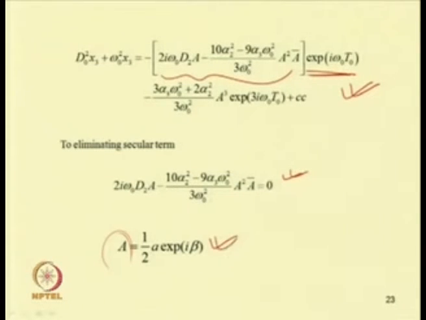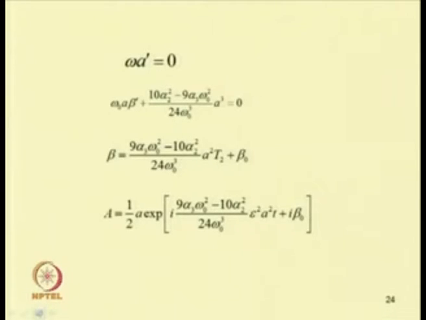By taking this and separating the real and imaginary parts, we can write ω a dash equal to 0. So, this is one equation, and the second equation becomes ω0 a β dash plus (10α2² minus 9α3ω0²) by 24ω0³ a³ equal to 0. So, from the second equation we can write β equal to (9α3ω0² minus 10α2²) by 24ω0³ a² T2.